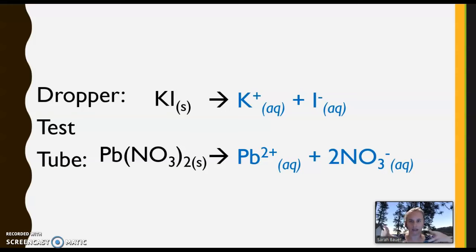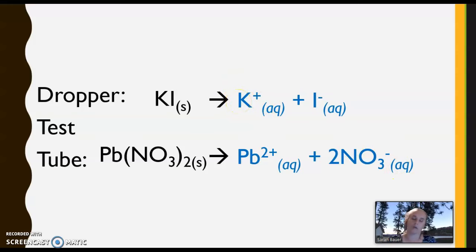I kind of think of it as mixing 2 big dance parties, right? So what's going to happen when a potassium ion bumps into a lead ion? Well, they're going to repel each other, right? Because like charges repel, and opposite charges attract. So if the lead and the potassium come in contact, they're going to repel each other and go back into solution. What about when the potassium comes in contact with the nitrate? There's going to be an attraction there, right? Because the oppositely charged particles are going to attract.